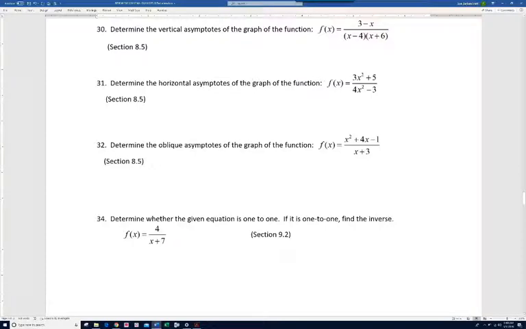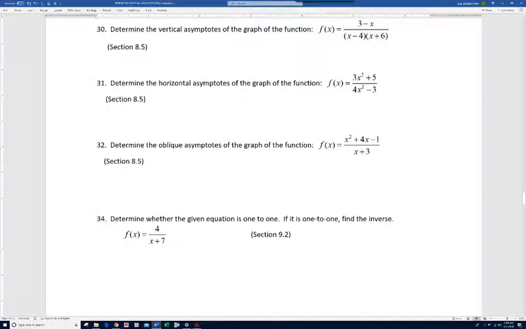So on number 32, it says determine the oblique asymptotes of the graph of the function. Because this one is top heavy, or the degree in the numerator is greater, we don't have any horizontal asymptotes, and in this case it turns out we have an oblique asymptote. The way we find it is we just divide the numerator by the denominator.